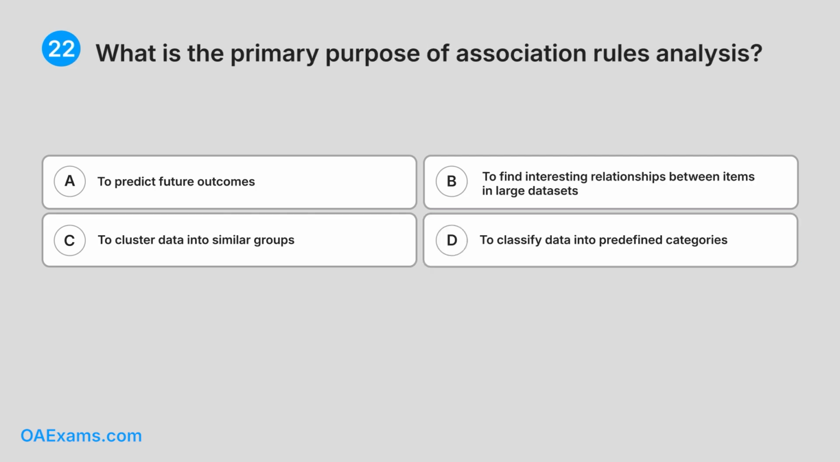22. What is the primary purpose of association rules analysis? A. To predict future outcomes. B. To find interesting relationships between items in large datasets. C. To cluster data into similar groups. D. To classify data into predefined categories. Can you guess the answer?